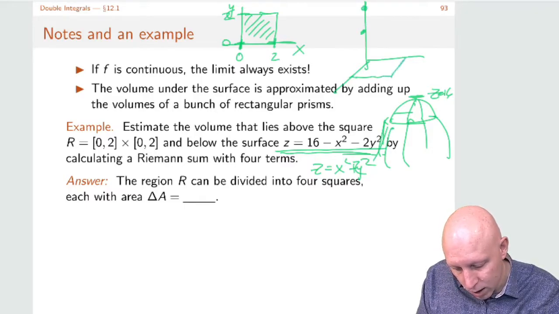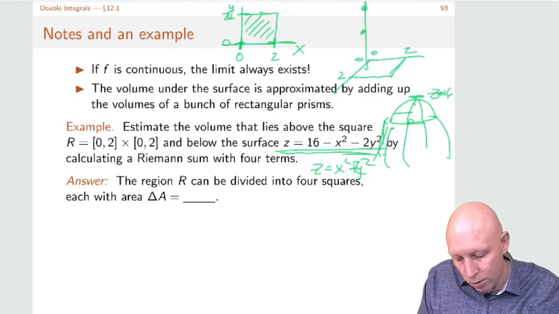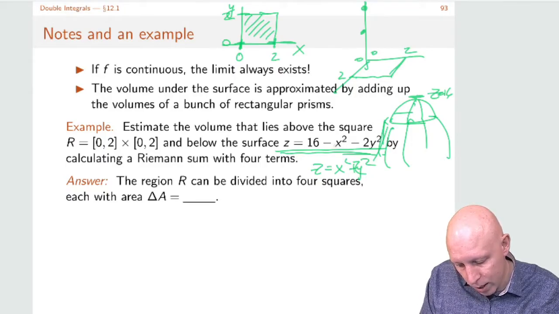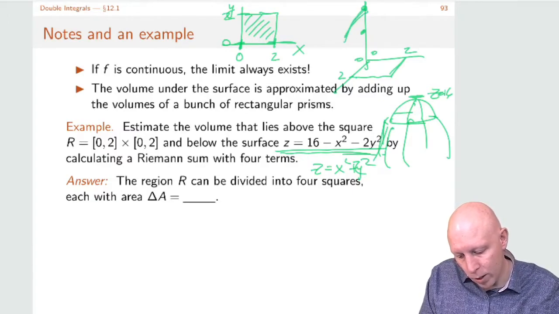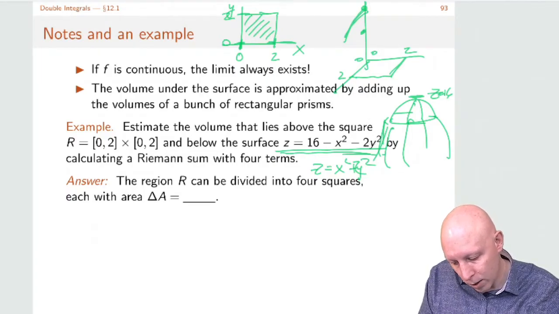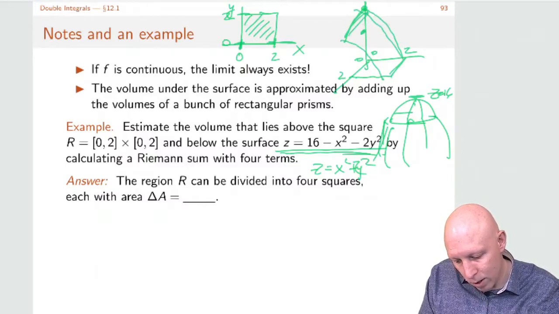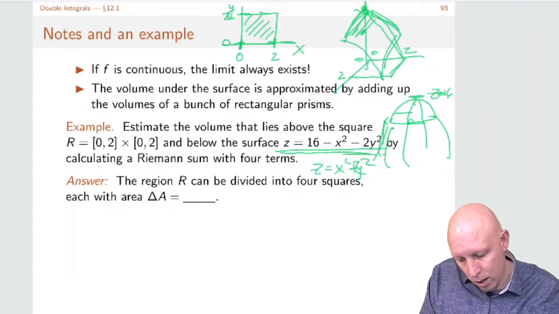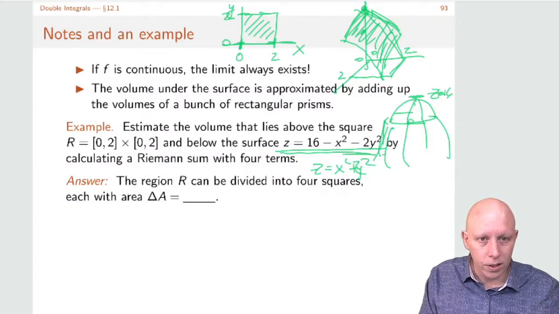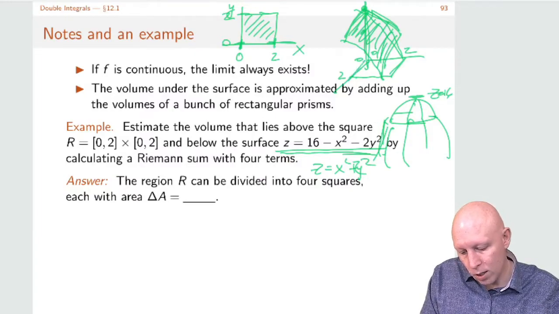In 3 dimensions, over our region, this is from 0 to 2, this is from 0 to 2. Over this region, we have a paraboloid. When x is equal to 2, we get 16 minus 4, so that comes down like this. And when y is equal to 2, 2 squared is 4, times 2, so this one goes down like this and like that. So we get this shape. This is what our surface looks like, and we're looking for the volume underneath the curve here.